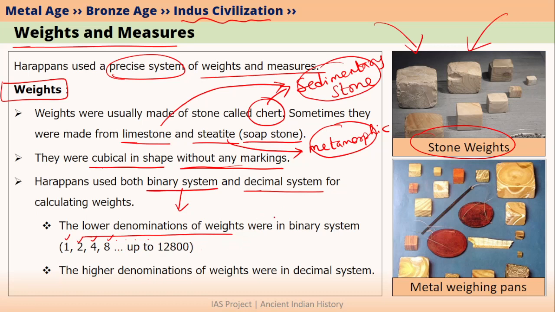When the objects became heavy, they used decimal system. Decimal system means multiplications of 10. So 10, 100, 1000 is basically a decimal system. Binary system means multiples of 2. So Harappans used both binary system as well as decimal system for measuring the weight of objects.